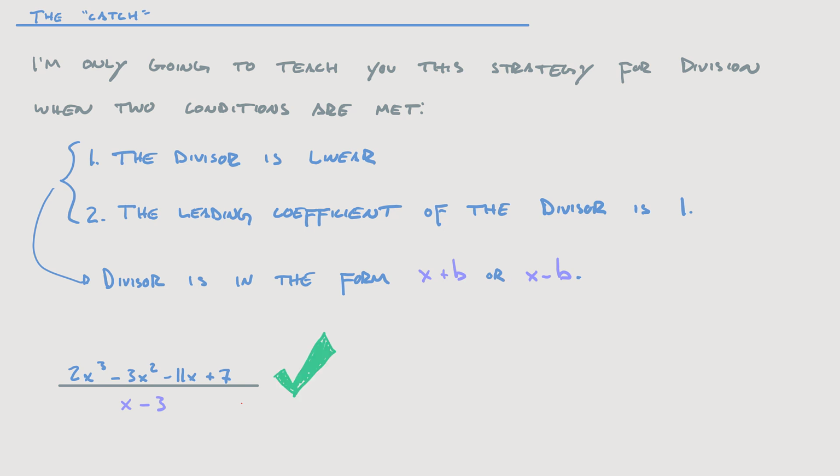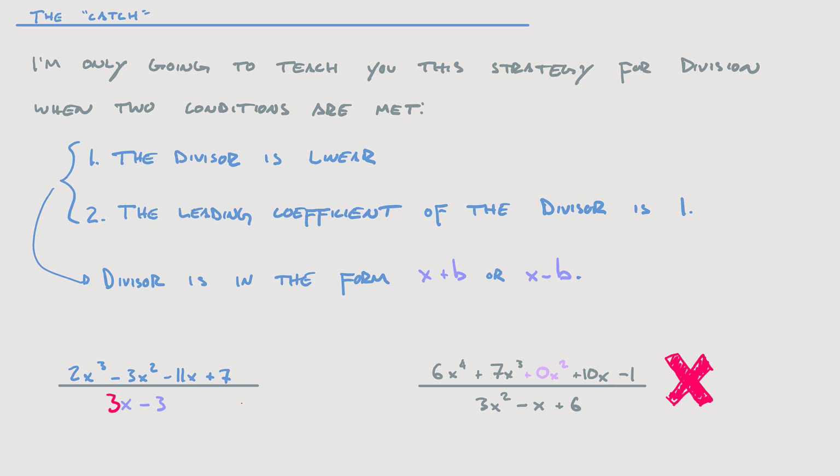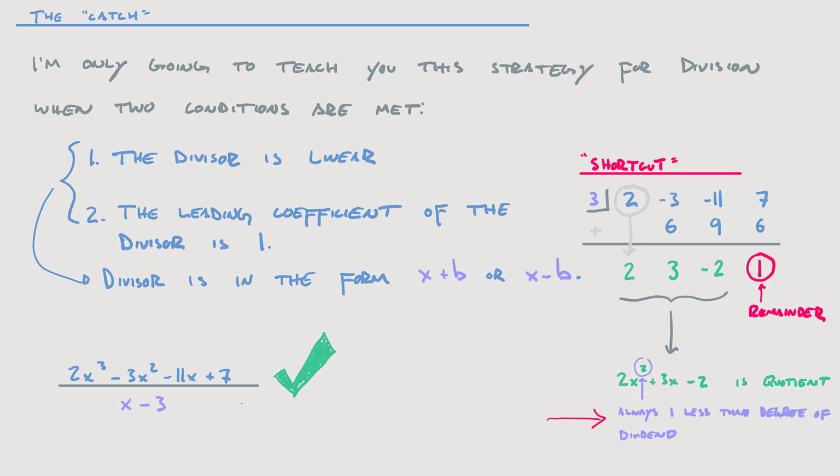So that one works. The other example that we had from last video was this one, but notice the divisor violates both of the properties, right? It's not linear, it's quadratic, and it's also got a leading coefficient that is not 1, it's 3 in that case. We could make the first one not comply with the conditions if we put a coefficient on there, like 3, right? So now it doesn't work, but it will here.